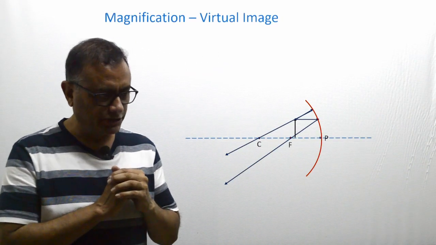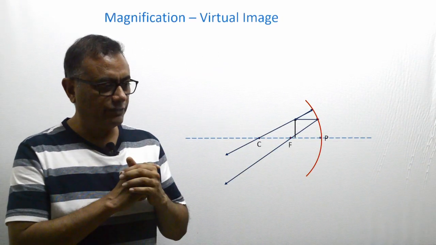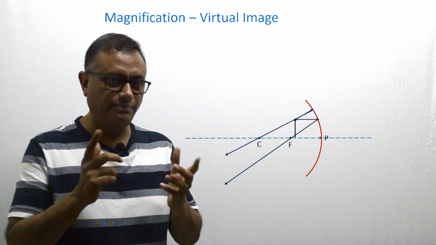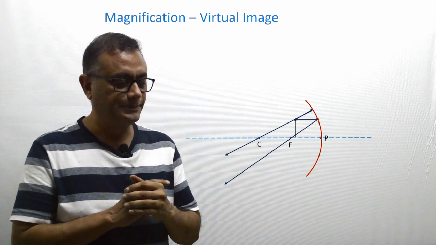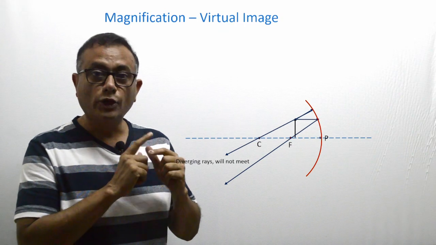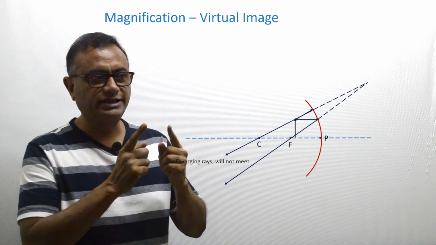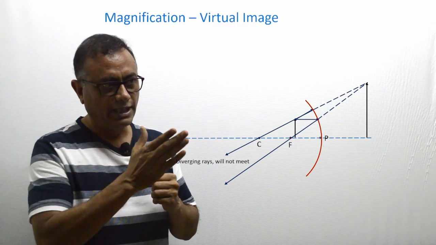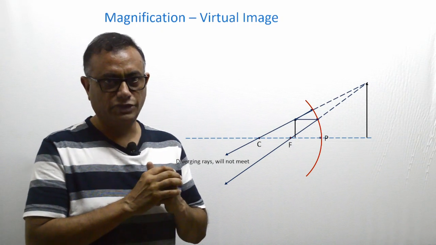Now let's discuss the case of a concave mirror and virtual image formation. We have the concave mirror out here, and an object placed in between the focus and the pole. That's the place where we get the virtual image. The reflected rays are not going to meet, they are diverging, and therefore if you extend the lines backward, the image formed is going to be a virtual image.